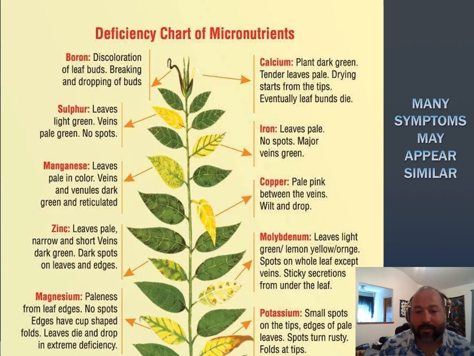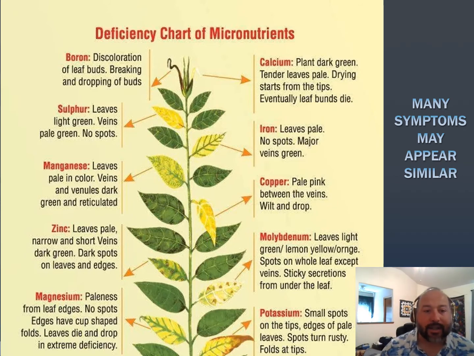So many symptoms may appear similar, but might have slight differences. So we're looking at this deficiency chart of micronutrients. We'll break it down and then go one by one through here. So boron up here: discoloration of the leaf buds, breaking and dropping of the buds. You can see this really brown, wilted look could be a sign of a boron deficiency.